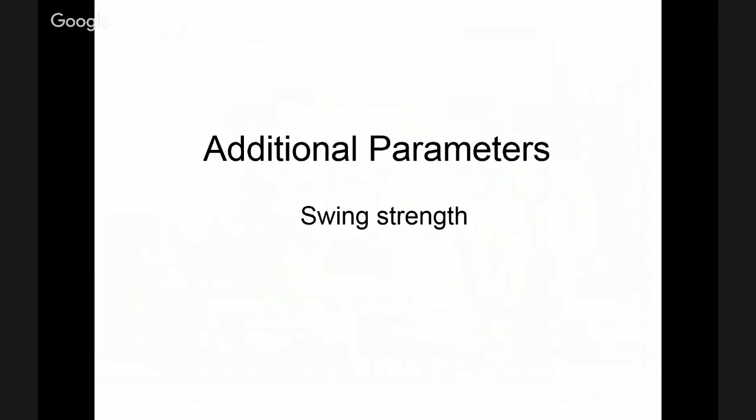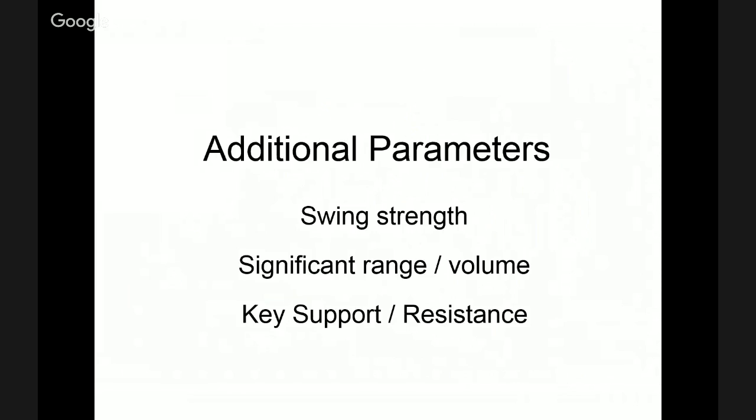And you can look at the range or volume specification. So you can say that it should have significant range of average or above average compared to the bars included in the reference period. And you can say that the reversal bars should show up at key support or resistance levels.